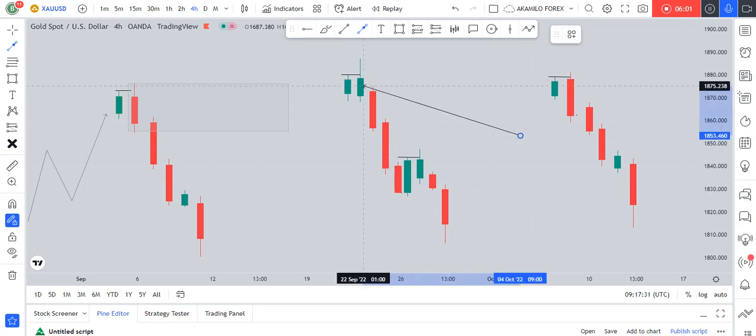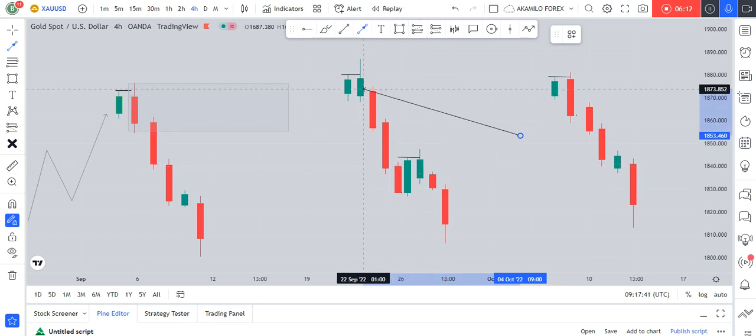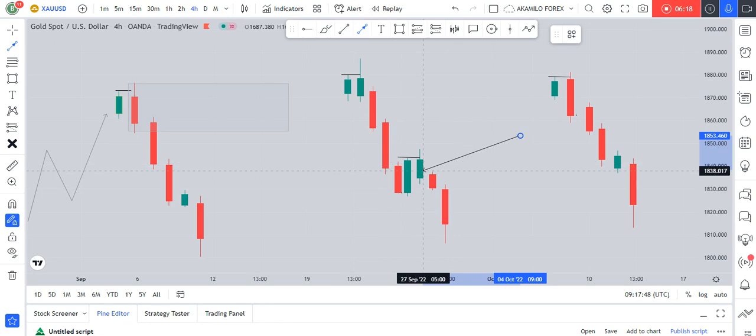Here, this is our order block. This green candle is our order block. We also have this candle as our order block. Why? Because this green candle has swept off the high of the previous candle, and here too this green candle has swept off the high of this candle. So these two candles are high probability order blocks.